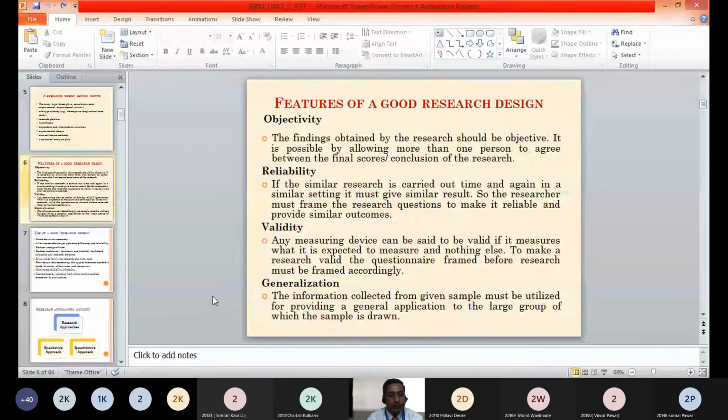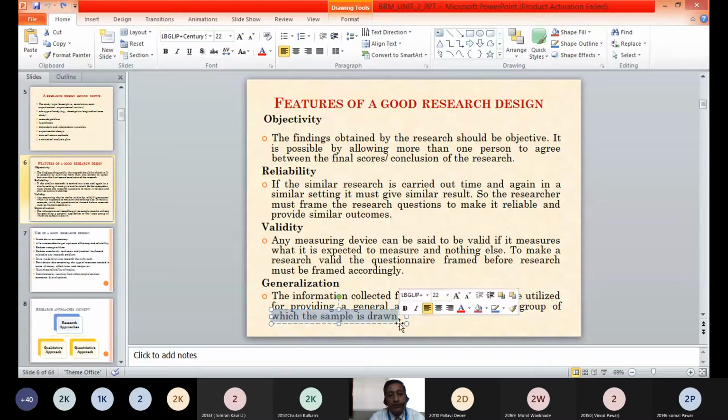Are you all getting this point? Yes, sir. Then another important quality of a good research design is generalization. Generalization means whatever results you are getting should be applicable to a large group. The information collected from a given sample must be utilized for providing a general application to the large group from where the sample is drawn.